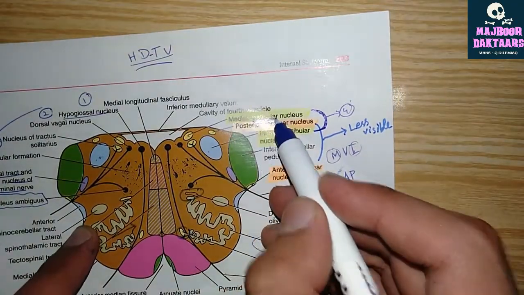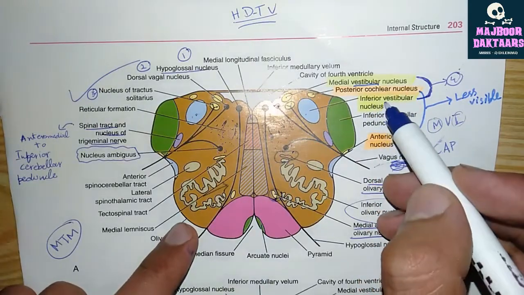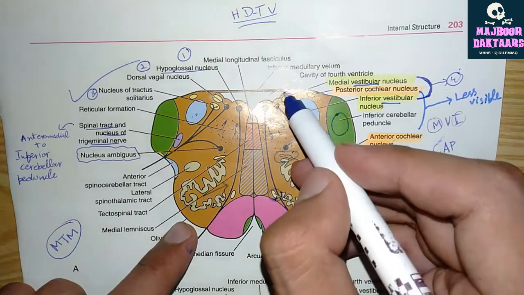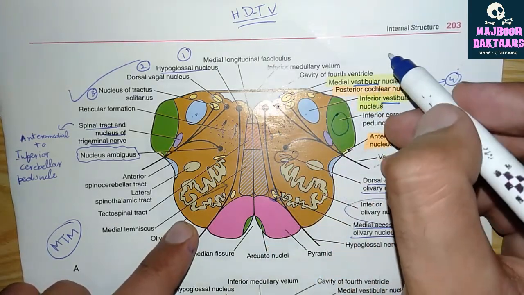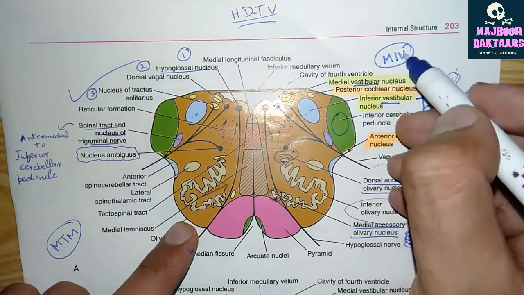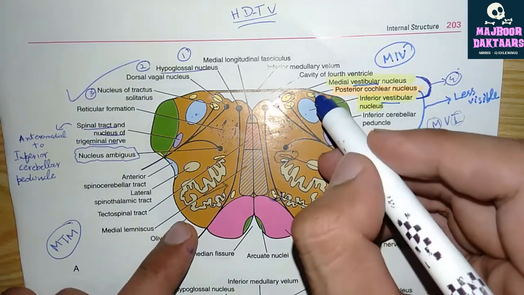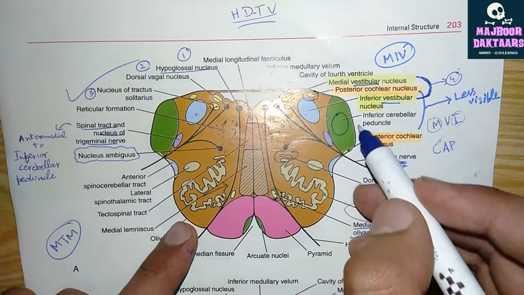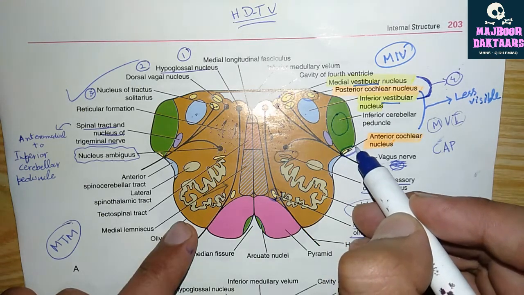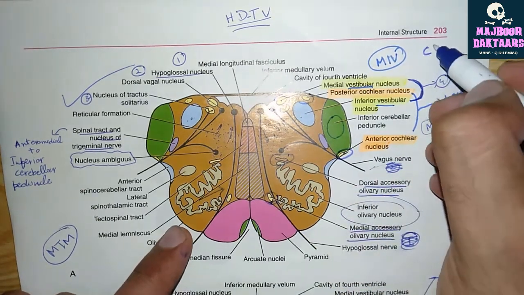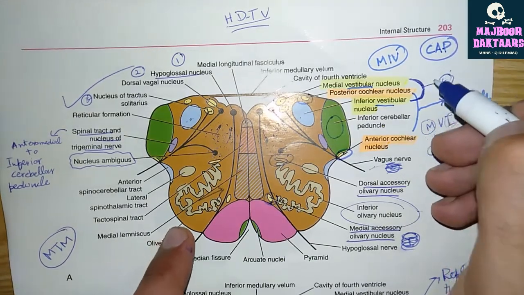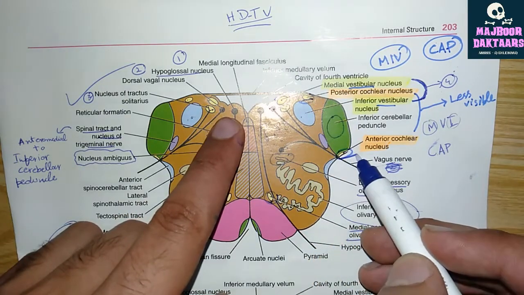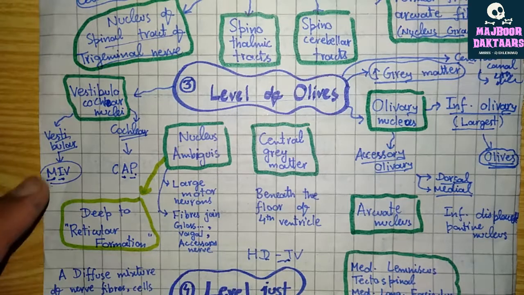Here we can see the vestibular nucleus here and the vestibular nucleus here, that is this one which is the inferior vestibular nucleus and this one which is the medial vestibular nucleus, and the mnemonic was MIV. Now the cochlear nucleus includes the small one, the posterior cochlear nucleus, and the one anterior to the inferior cerebellar peduncle, that is the anterior cochlear nucleus, and the mnemonic was CAP. Now the important thing here is that at the level of olives, the cochlear nucleus is too small to be noticed.